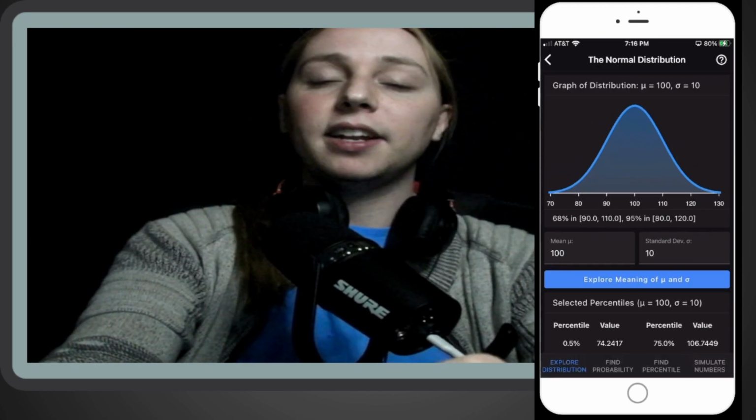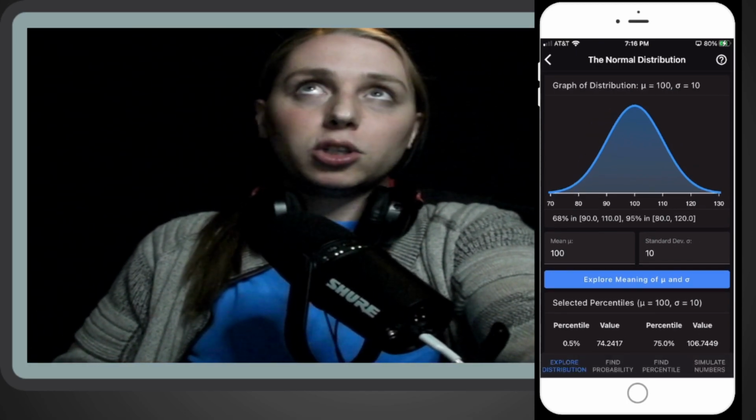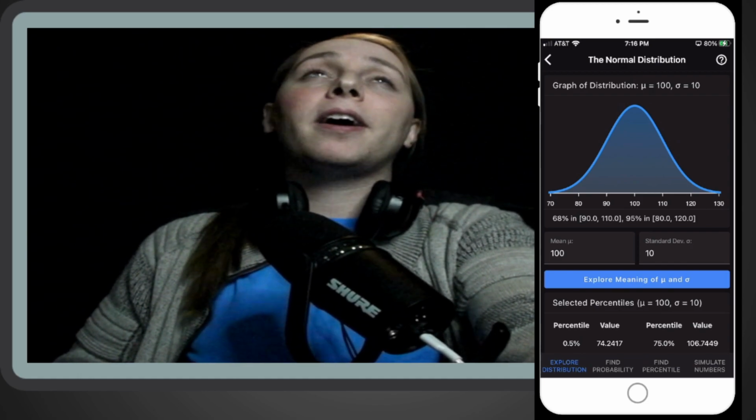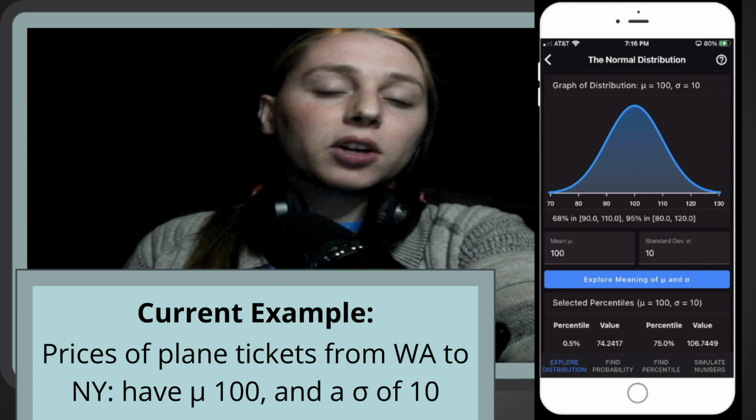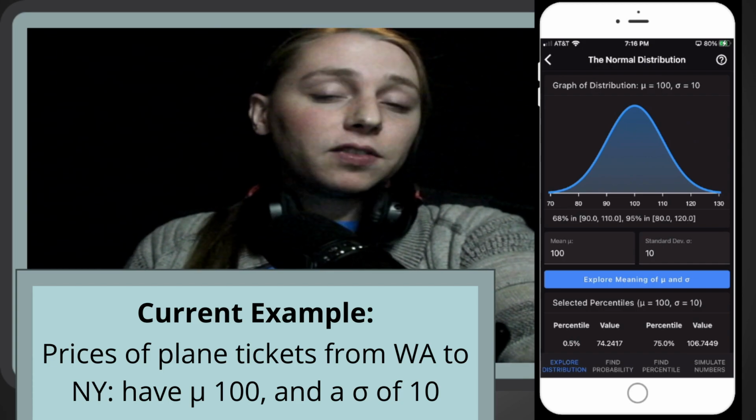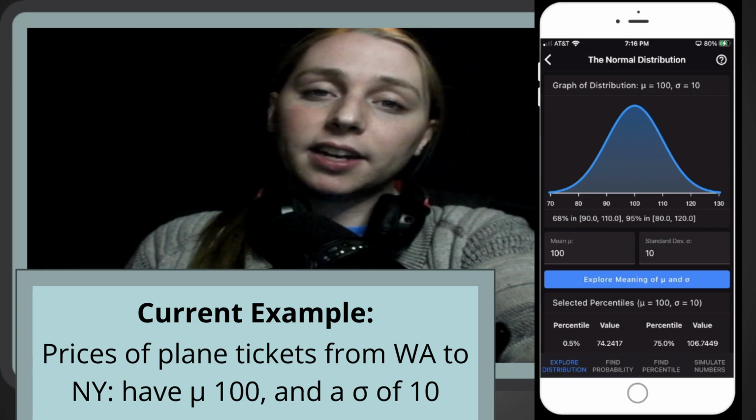Let's see what happens when we change the numbers here. So we can change the mean, and let's change that to 100, and we can change the standard deviation to 10. And let's put a real-world example behind it. Let's say that our distribution is the price of tickets to fly from New York to Washington. So they have an average of 100 with a standard deviation of 10.